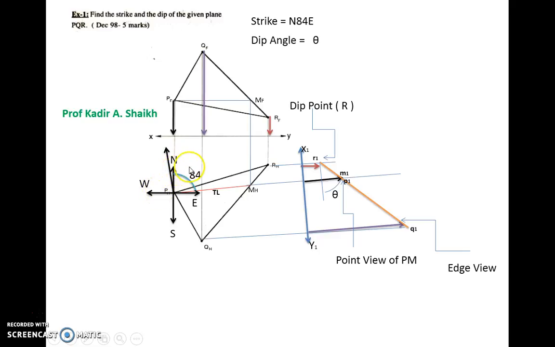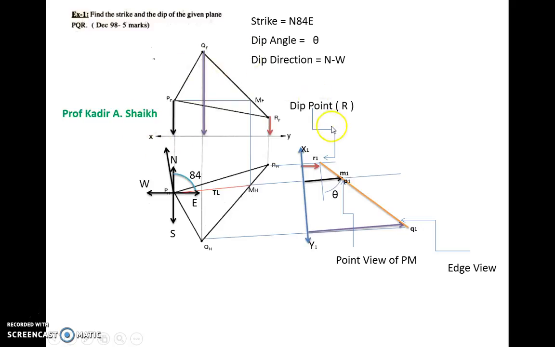It means that this edge view will dip with horizontal with this much angle and along this direction, northwest. So dip direction for this plane PQR will be northwest. This is how we can find out the strike and dip. Now let us find out the true shape for the same plane PQR.